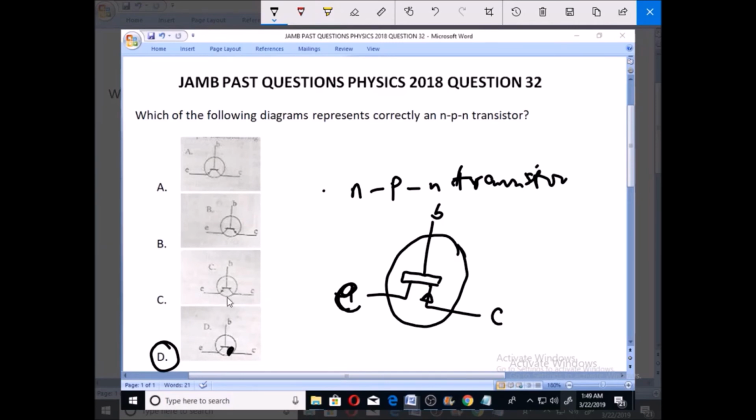For this number C, we have the movement this side. For this, you have it this side, but going in the opposite direction. Also here, you have it this side. So D is the right answer from the sketch that is done here, and that is why we picked option D, because this is the diagram of the NPN transistor.